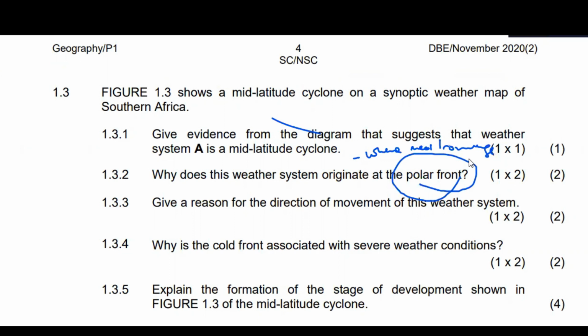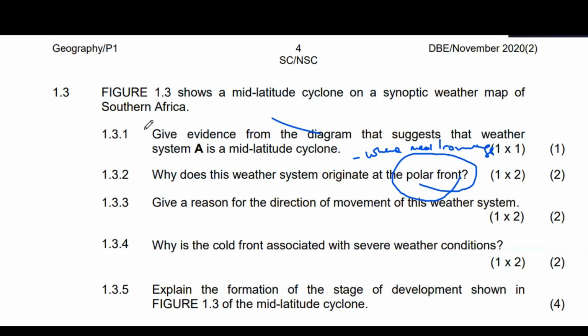Okay. I hope that is very clear, learners. Then the second question, question number 3, says, give a reason for the direction of the movement of this weather system. Okay. Give a reason for the direction of movement of this weather system.